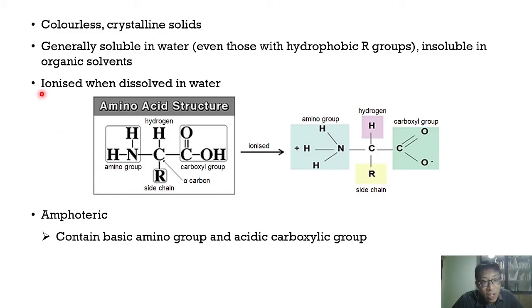Okay, again, we mentioned already that when the amino acids are dissolved in water, the amino group and the carboxyl group will be ionized. When they are ionized, you see that you have this basic amino group because it has accepted an H+. You have the acidic carboxyl group because it has released an H+. So one molecule of amino acid actually contains an acidic group and also a basic group. For such molecules with both acidic and basic groups in the same molecule, we describe these as being amphoteric.